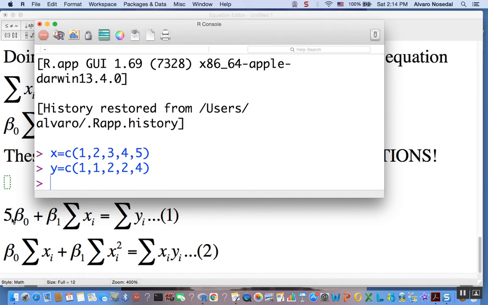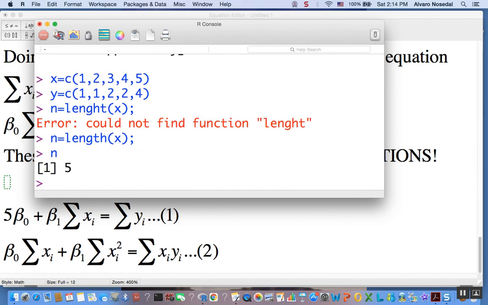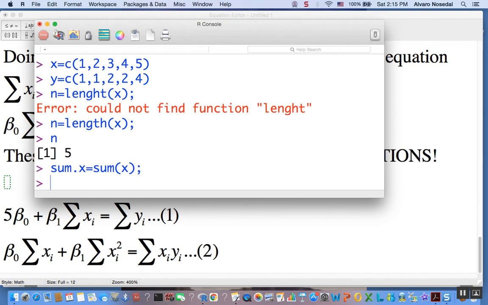Now let's form that matrix. The first one is 5, which represents the number of observations that we have. So we can use that function length to find that total number of observations. Oops, sorry. That's better. Okay, 5, nice. So now we need this sum of xi's. Let me create an object called sum.x, which is going to be the sum of the x's. We need this guy here, the sum of the xi's squared. So let me call it that. We just square our x there.